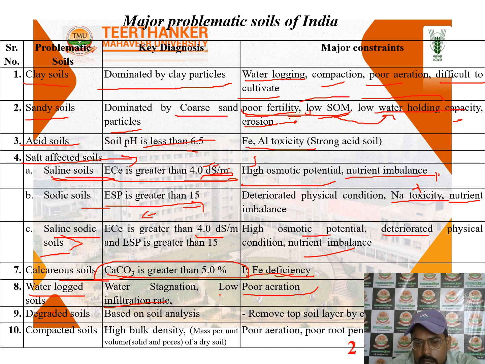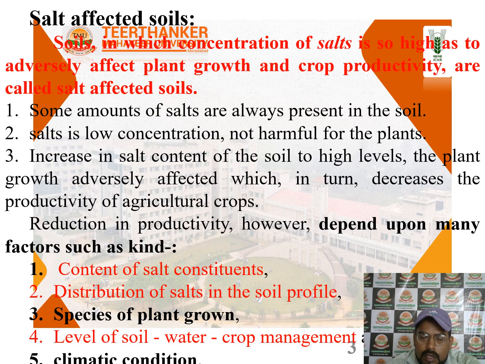So degraded soils are soils that result from erosion or the removal of the top surface layer. The compacted soils have high bulk density, indicating poor aeration and poor root penetration of the soil. So one more discussion is salt affected soil.